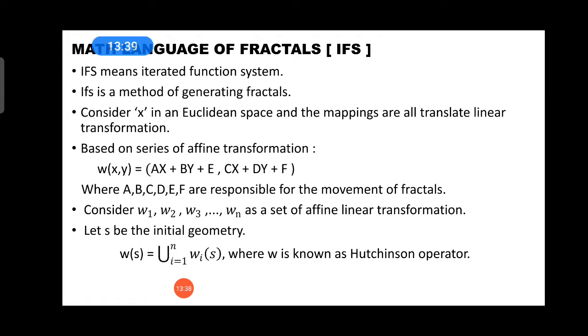Consider W1, W2, W3, etc. Wn as a set of affine linear transformations. Let S be the initial geometry. W(S) is equal to the union over i equal to 1 to n of Wi(S), where W is known as the Hutchinson operator.